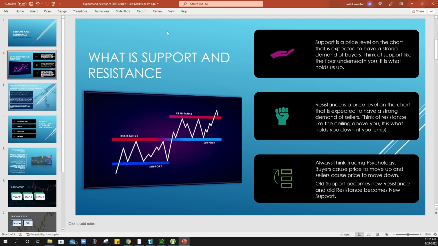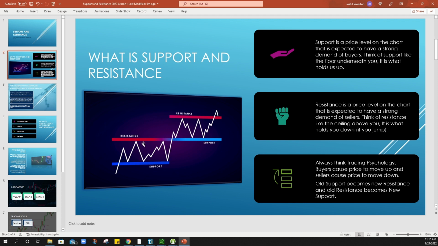Old support becomes new resistance. And old resistance becomes new support. What do I mean by that? Here's a little bit of an example. We can see here that this stock has resistance at this red line. Resistance is a strong demand of sellers. So when the stock comes up to that level of resistance, there's a lot of sellers. And what happens when there's sellers? The stock moves back down. Comes up to resistance, there's a lot of sellers, the stock moves back down.